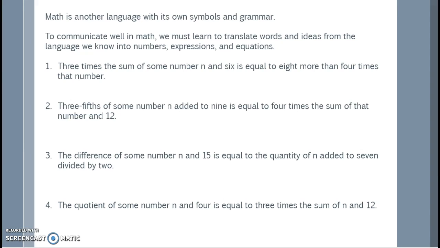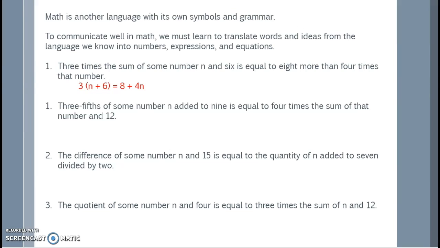Let's start with the left-hand side. We need to take 3 times the sum of some number and 6. So I'm taking the sum of n and 6 and multiplying it by 3. Is equal to gives us the equal sign. On the right-hand side, 8 more than 4 times that number. More than means to add, so 8 plus 4 times whatever that number is. It's not asking us to solve, it's just asking us to translate.